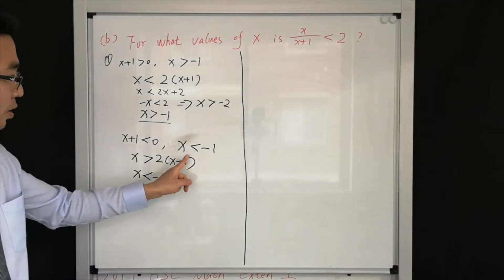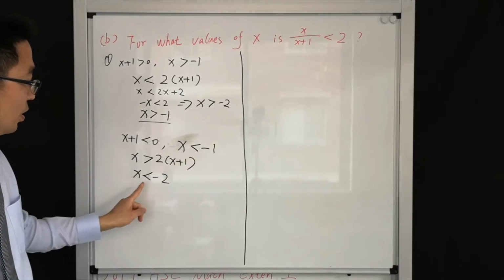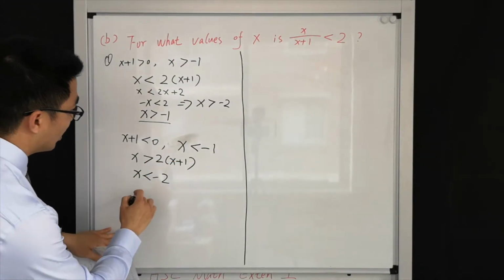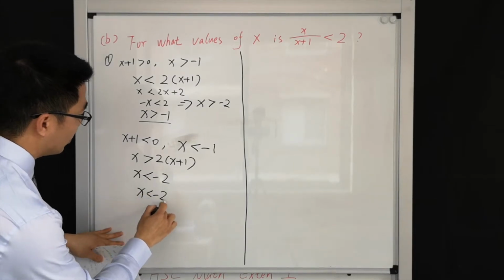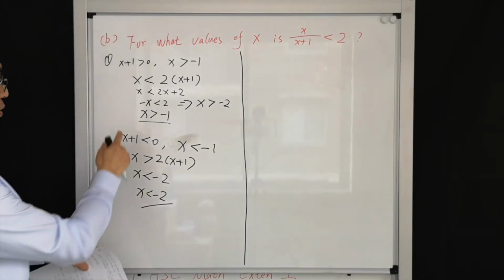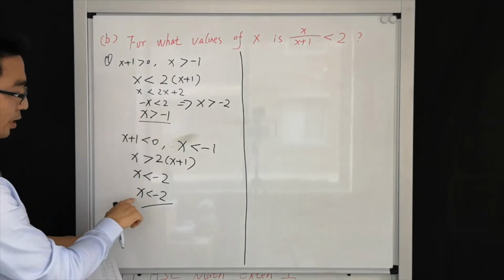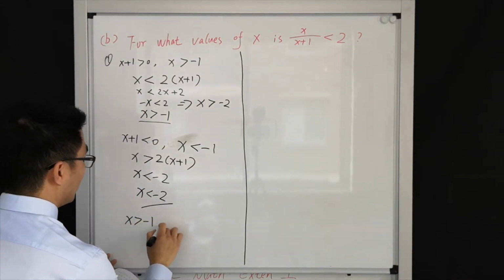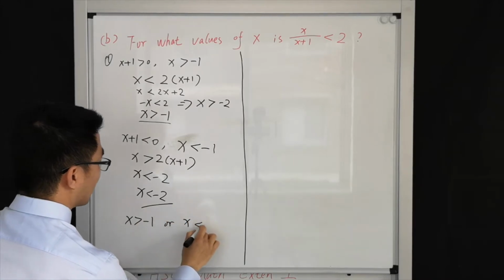Compared to the condition x less than negative 1, the result covers all the conditions. So here, x less than negative 2 is the answer. So here is the first answer, here is the second answer. So the final answer should be x greater than negative 1 or x less than negative 2.